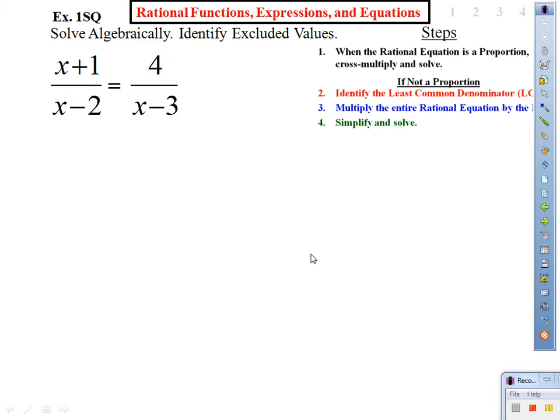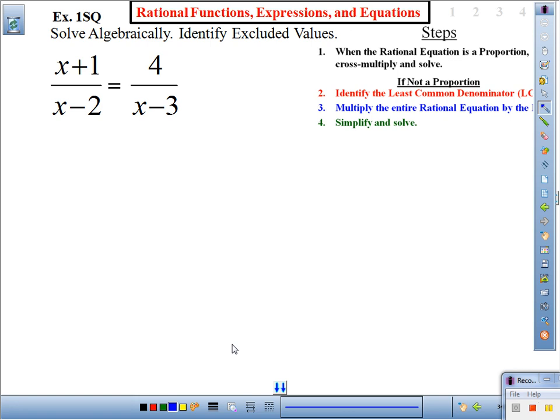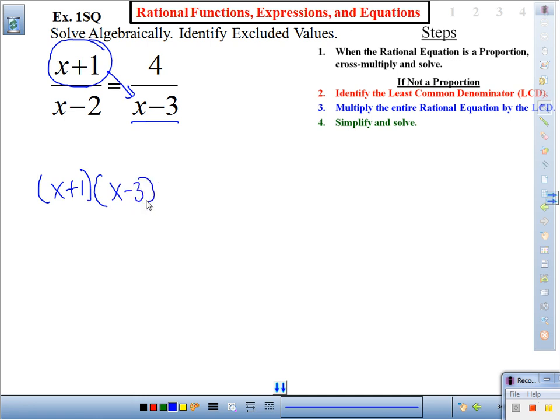Example 1, super cube. Same instructions. You don't need the instructions, you already have them. And the equation given is x plus 1 over x minus 2 equals 4 over x minus 3. We're going to do this one together, one step at a time so we can see what we're seeing here. So I'm going to circle x plus 1, and I'm going to cross multiply that to x minus 3. But in order to see it clearly, I'm going to write them: x plus 1 times x minus 3. Does that look a little bit more clear?